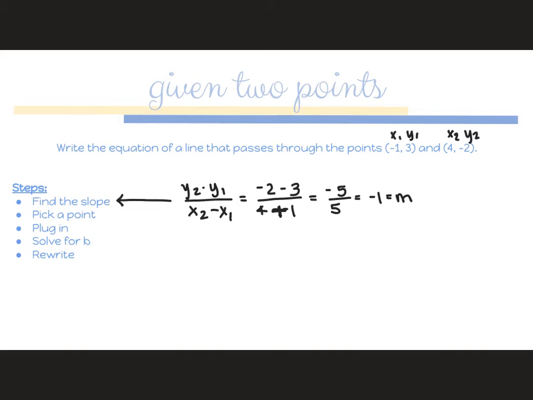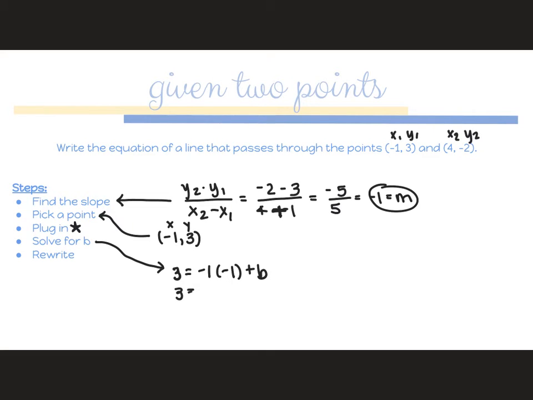The second thing I want to do is pick one of my 2 points. It doesn't matter which point you choose. I'm going to choose (-1, 3), and then I'm going to plug all this in. So now I have x, y, and m. So y is 3 equals m is -1, x is -1, plus b. Now I'm going to solve for b.